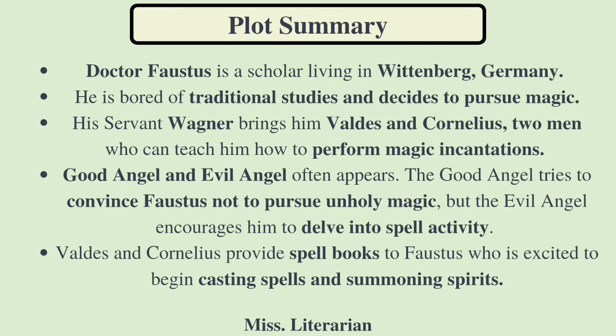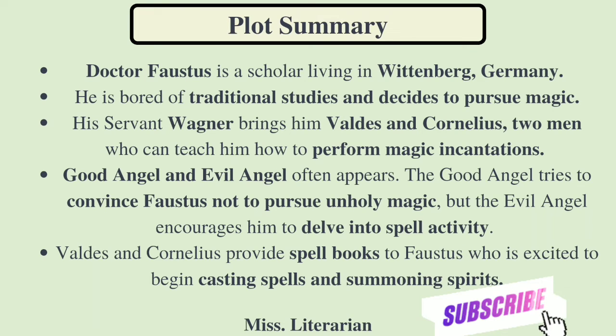Dr. Faustus is a scholar who is living in Wittenberg, Germany. He thinks beyond human knowledge and he realizes that he has reached the end of all traditional studies, and he decides to pursue magic and has a servant named Wagner.